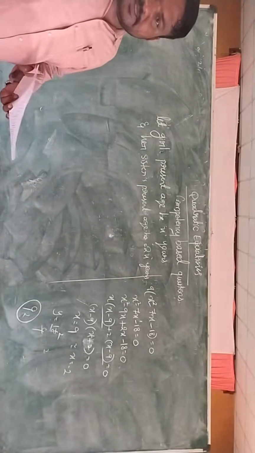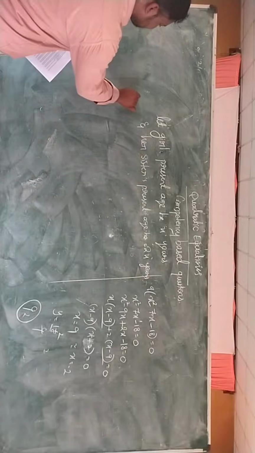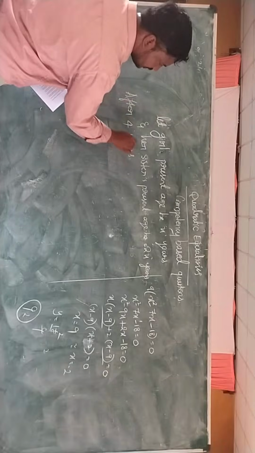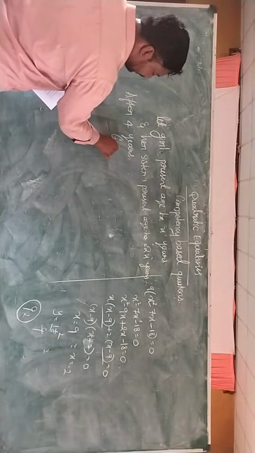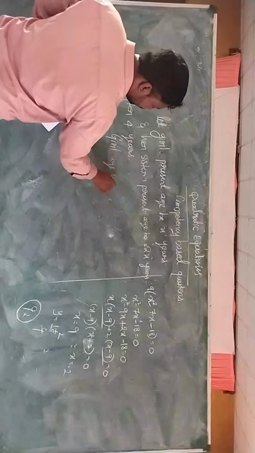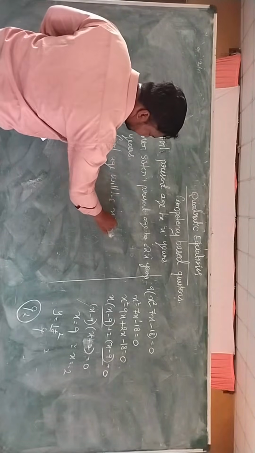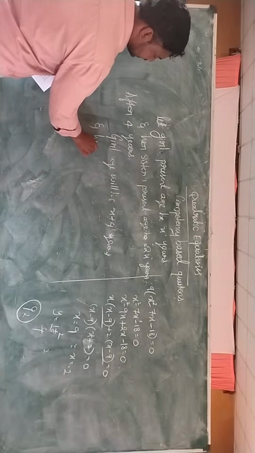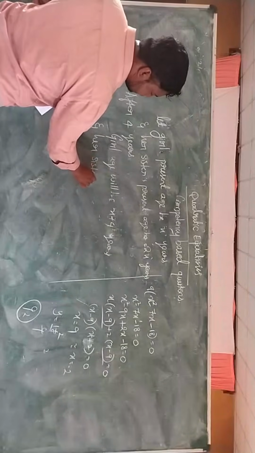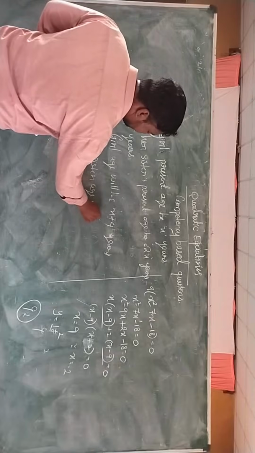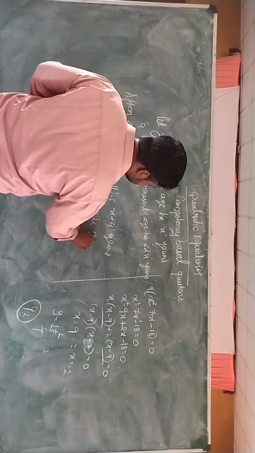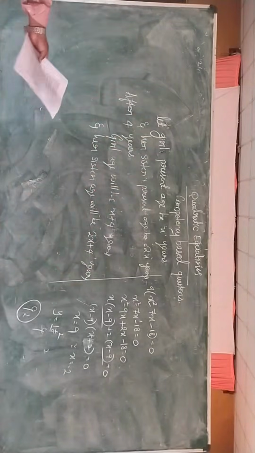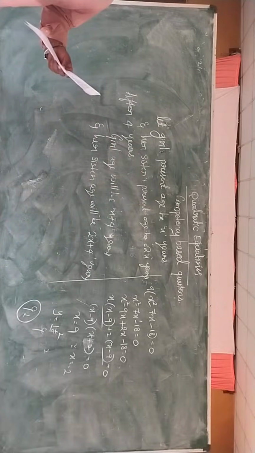Then the question continues: 4 years hence. 4 years hence means after 4 years. The girl's age will be x plus 4 years, and her sister's age will be 2x plus 4 years.